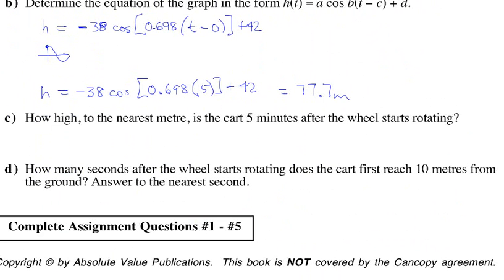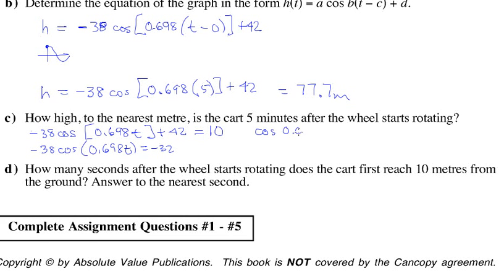If we want the height to be 10 meters, then we take this height equation, and we say if the height is minus 38 cosine 0.698 t, I'll leave out the minus 0 this time, plus 42, when does that come out to 10? So subtract 42 from each side. Negative 38 cosine 0.698 t equals minus 32. Divide both sides by negative 38.